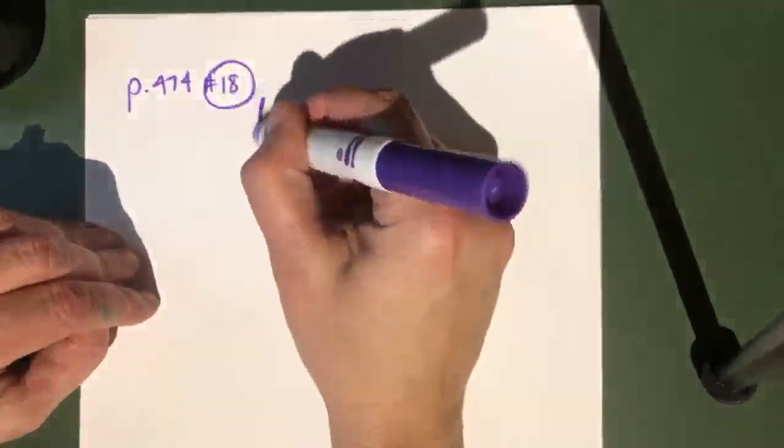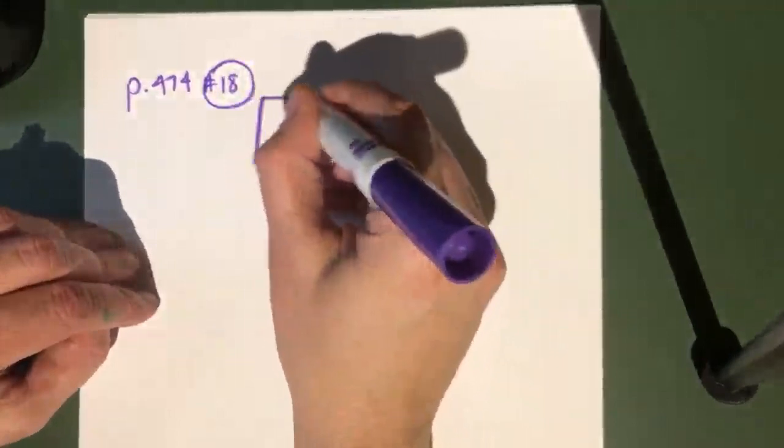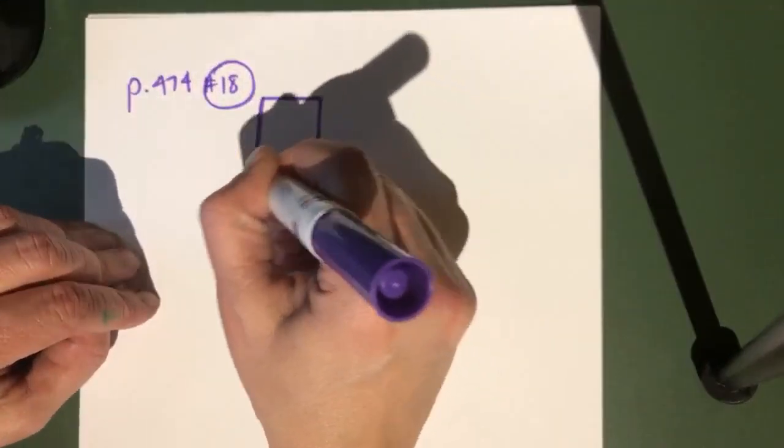All right, number 18 says each pair of polygons is similar. Find the value of x. And I had quite a few questions on this in class today. So that's one of the reasons I'm picking this one. So I'm going to redraw these figures.